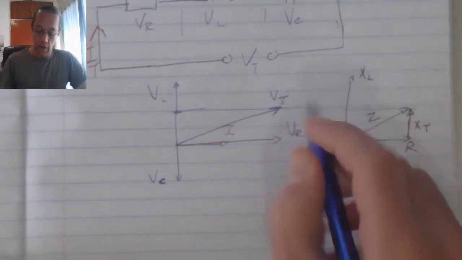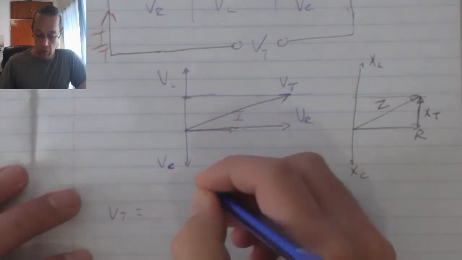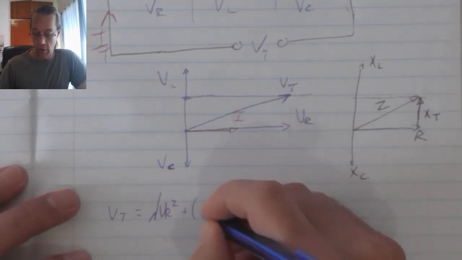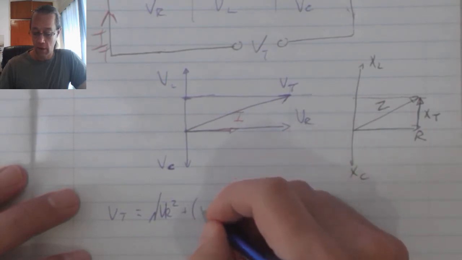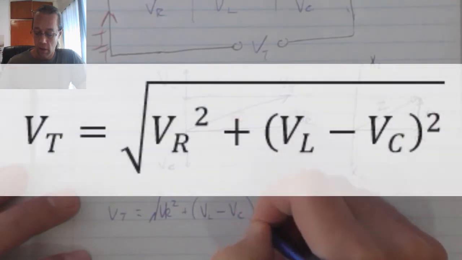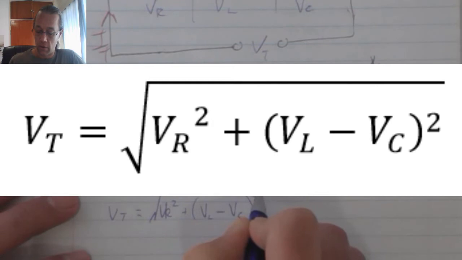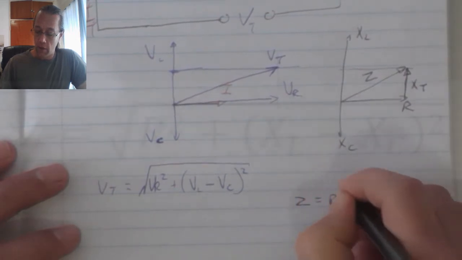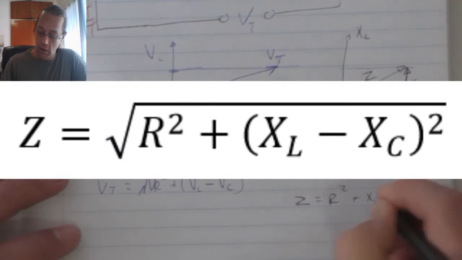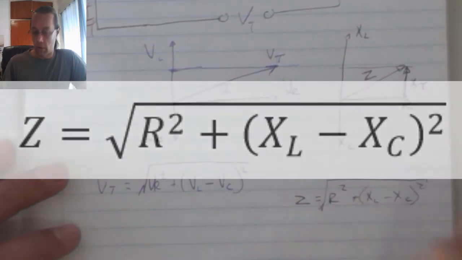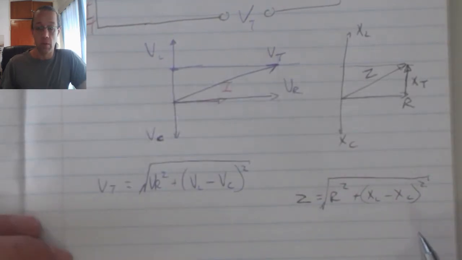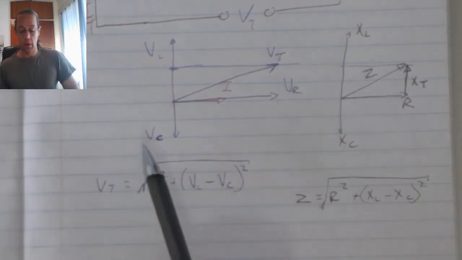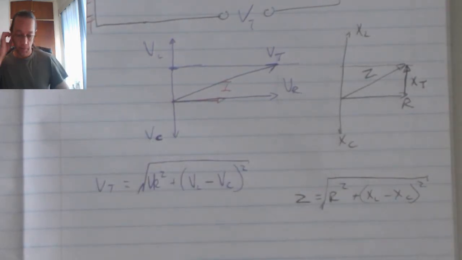To calculate the size of the total voltage, V total is equal to the square root of R, the voltage on the resistor squared, plus the difference between the inductor and capacitor voltage, but VL is greater, so VL minus VC, square that total and then root the overall sum. When it comes to the impedance calculation, same: R squared plus XL minus XC, those two squared, and then root them both. Or we can just simply say Ohm's law, total current multiplied by the impedance gives me the total voltage, or total current equals the total voltage divided by the impedance.